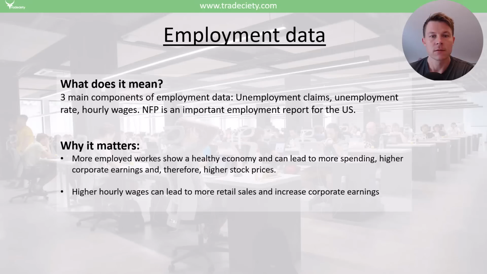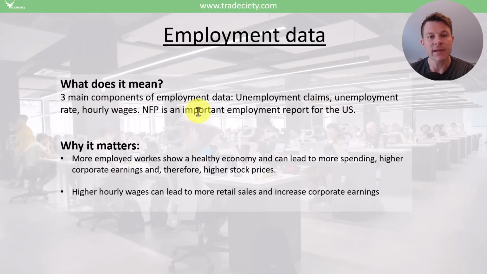Next, we're going to talk about employment data, also a very, very big market mover. What does it mean? When you look at the Forex Factory news calendar or most other news calendars, you will see that there are three main components for employment data. It's first of all the unemployment claims, it's also the unemployment rate, and the hourly wages.